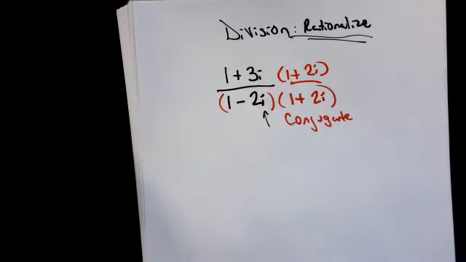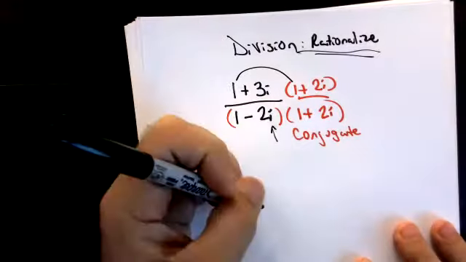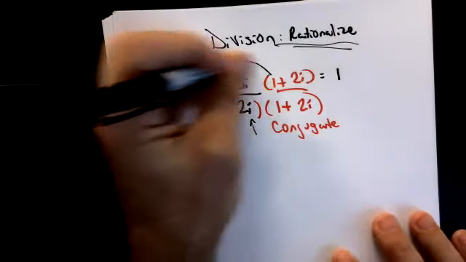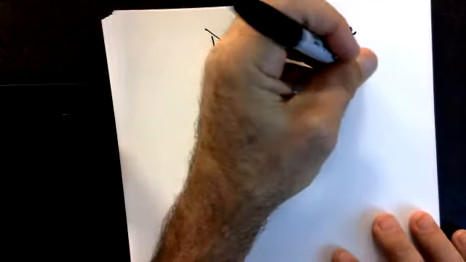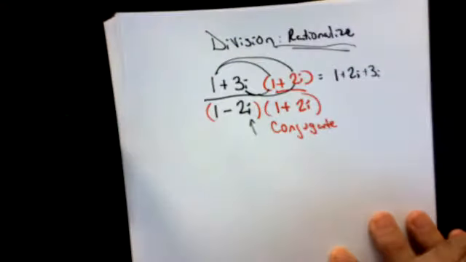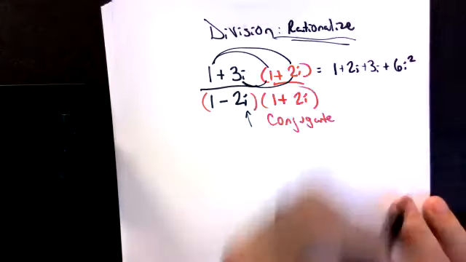All right. So if we do this multiplication, 1 times 1 is 1. 1 times 2i is 2i. 3i times 1 is 3i. 3i times 2i is 6i squared.